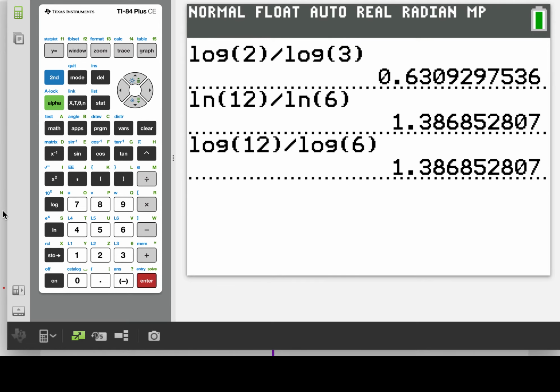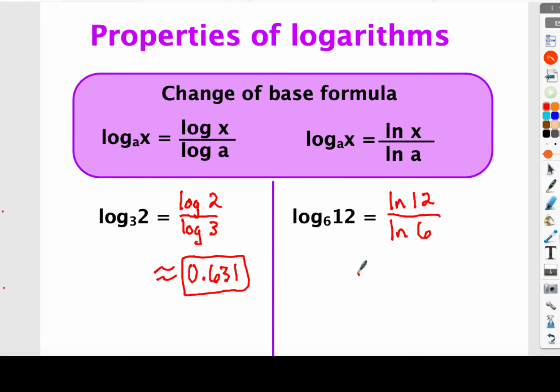1.387, if we regularly round. So this will be approximately equal to 1.387. And there is our answer. Okay, if you have any questions about the change of base formula, feel free to talk to your teacher.